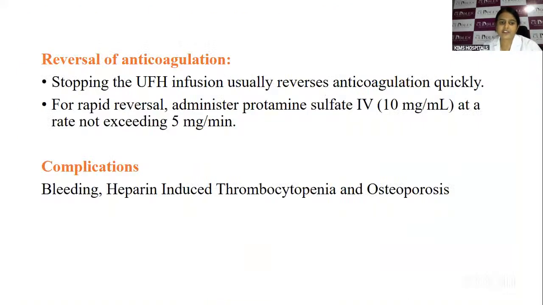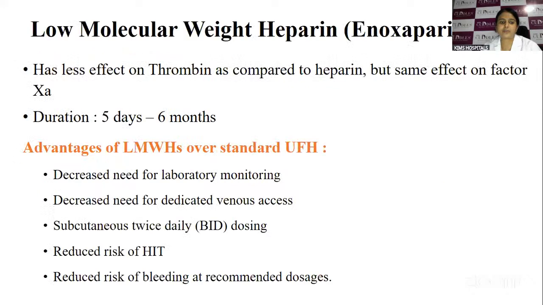Anticoagulation due to unfractionated heparin can be reversed either by stopping the heparin, or, if we want rapid reversal, we can give protamine sulfate IV at a dose of 5 milligram per minute. Complications include bleeding, heparin-induced thrombocytopenia, and osteoporosis.